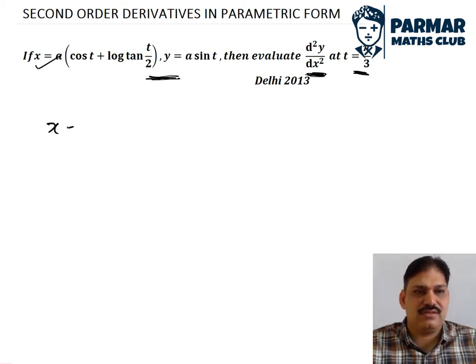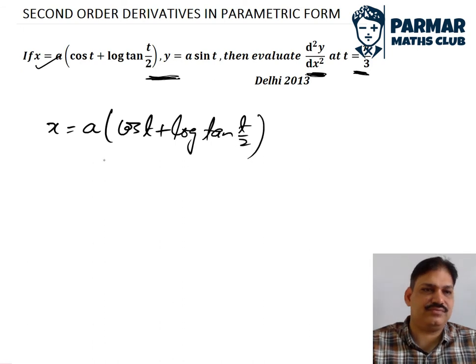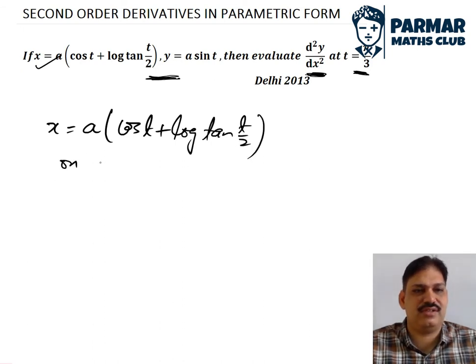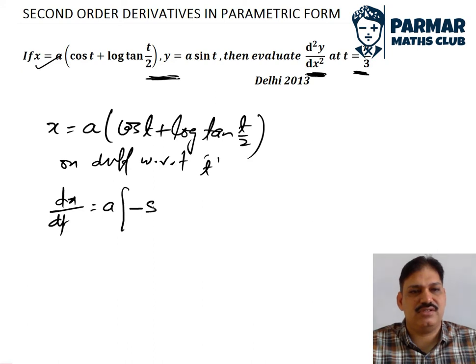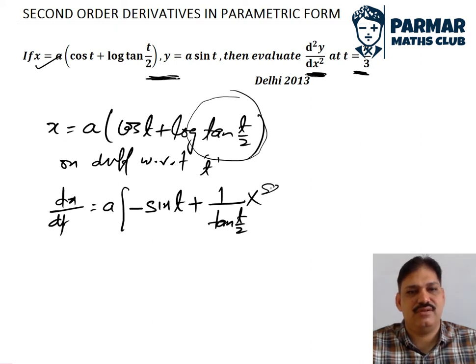Well, we have x is equal to a cos t plus log of tan t by 2. When differentiating with respect to t, what we get? See, derivative of x with respect to t is equal to a times the derivative of cos t, which is minus sin t. The derivative of log tan t by 2 is 1 upon tan t by 2 into the derivative of tan t by 2. And the derivative of tan t by 2 is simply sec square t by 2 into the derivative of t by 2 with respect to t, which is half.